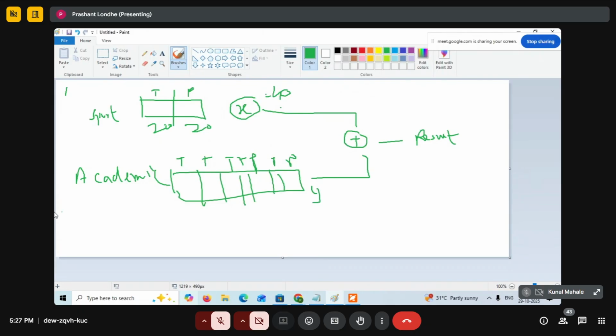But if the sport examination is not taken, and for theory the college awards 20 marks, and for practical also the college awards 20 marks for all students, in this case X will have a fixed value, that is 40. So you can store this value somewhere. Instead of calculating this addition for 100 students, you can store this value 40 somewhere, and you can use it.